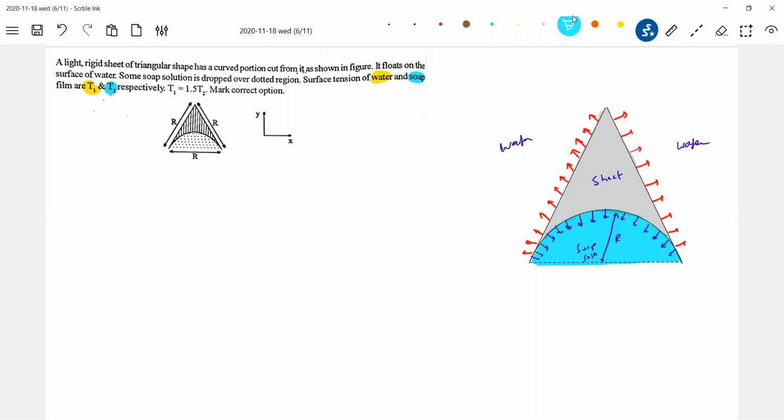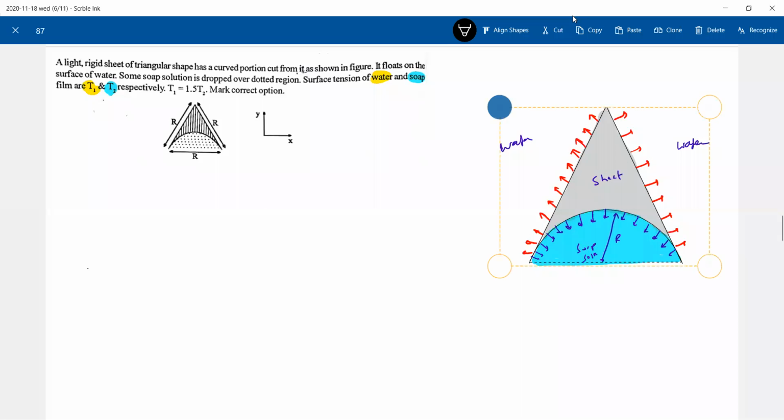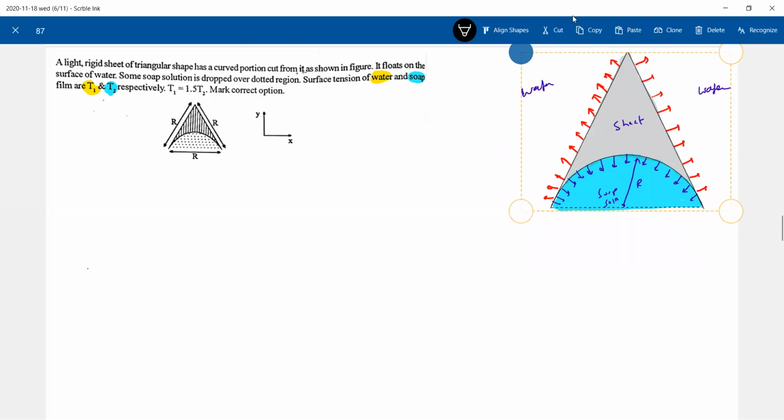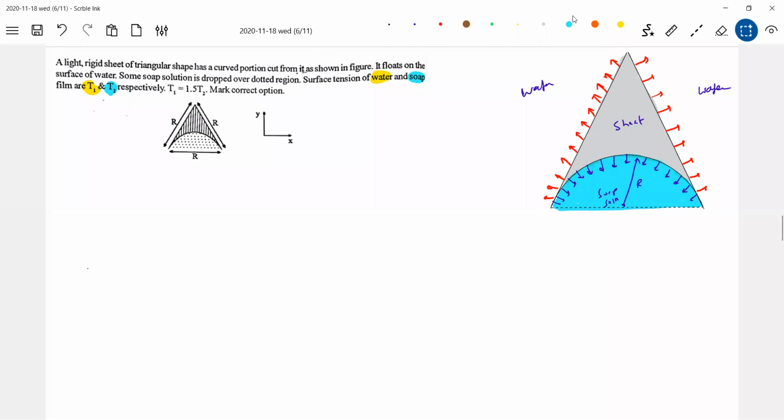Force due to soap solution, how to find out? It is not something trivial. So here we'll get into the diagram. We have to take the mathematics. So this is the curved surface. Please, all of you, try to concentrate. Rather than numerical, it's a theory.